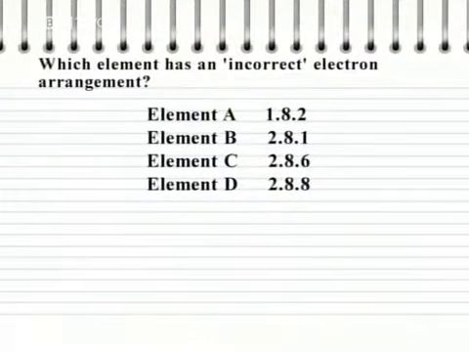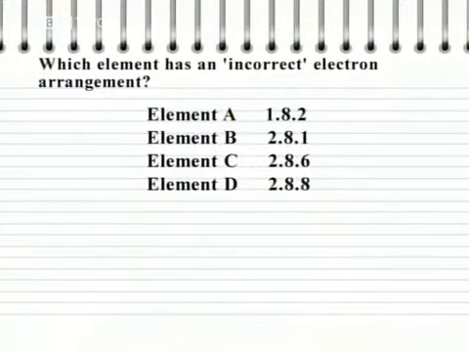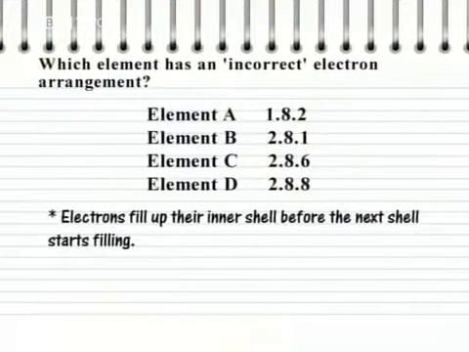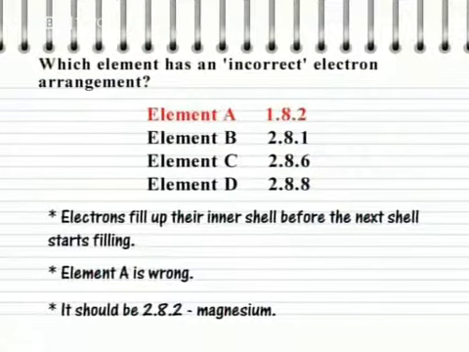Here's a question about atomic structure. These are the electron arrangements of some elements. Which element has an incorrect electron arrangement? Electrons normally fill their inner shell before the next shell can start filling. That means that element A, with only 1 electron in its inner shell, but 8 in its next shell, is wrong. It should be 2, 8, 2, magnesium.